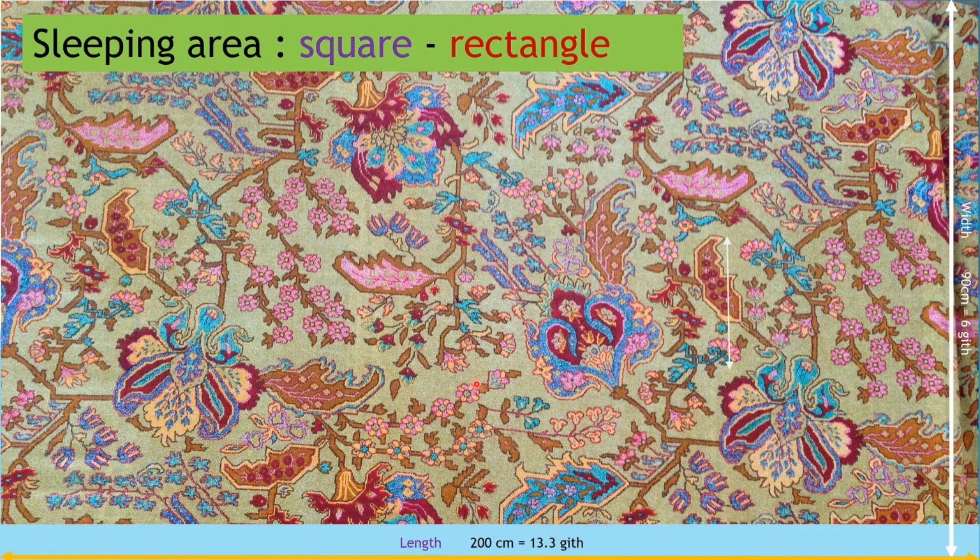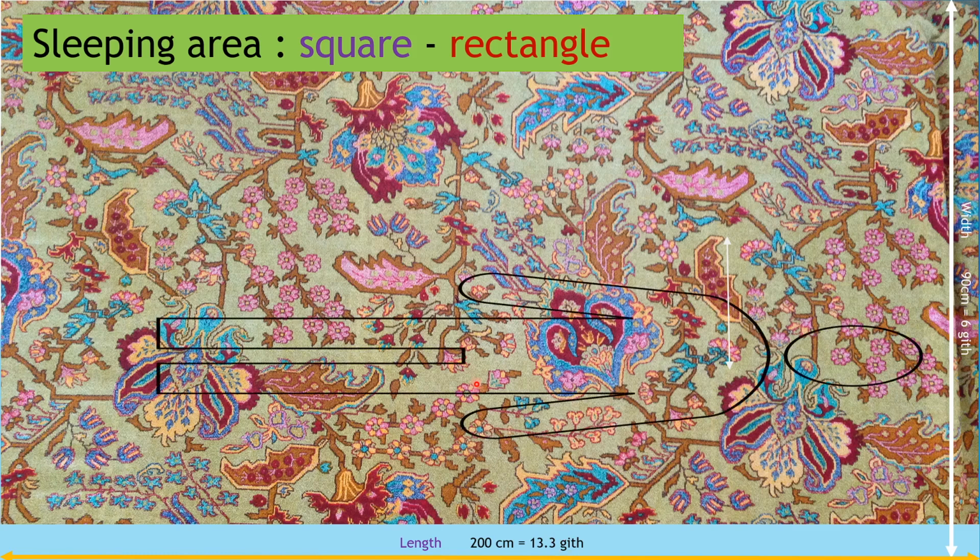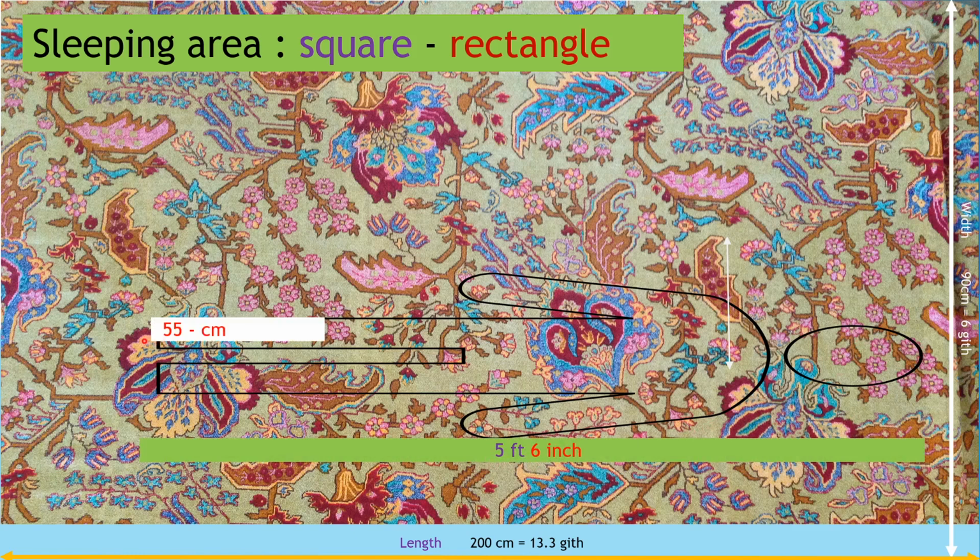13.3 girah. So here pictogram size is 5 feet 6 inches. Head till here 55 centimeter. From here till here is 44 centimeter. So the width is 39 till 45 centimeter.